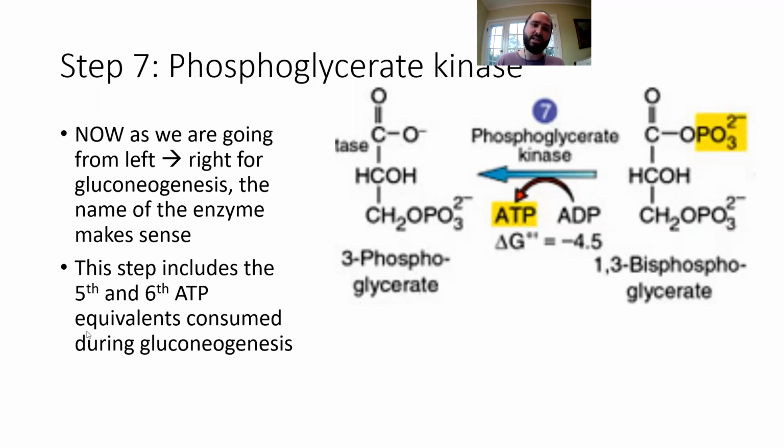And the reason why we highlight this is because this step includes the 5th and 6th ATP equivalents consumed during gluconeogenesis. So gluconeogenesis requires 6 ATP equivalents, which are 4 ATP and 2 GTP, to happen. And so these are the number 5 and 6 ATPs. Questions on this one?